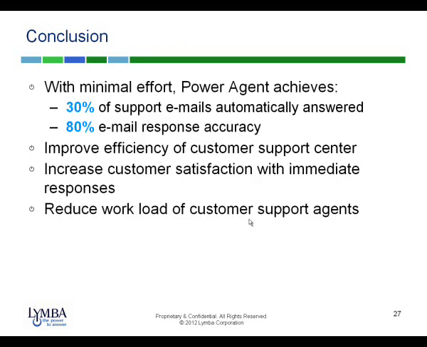So to conclude, with minimal effort, PowerAgent was able to answer 30% of the incoming emails, almost a third of the entire email volume. With a very high accuracy, 80% of the outgoing emails had the correct knowledge article in them. This, of course, improves the efficiency of a customer support center and increases the customer satisfaction with immediate responses. As we saw earlier, Jane Smith had to wait only a few seconds before she had a very detailed reply to her inquiries. And this, of course, also reduces the workload on customer support agents.